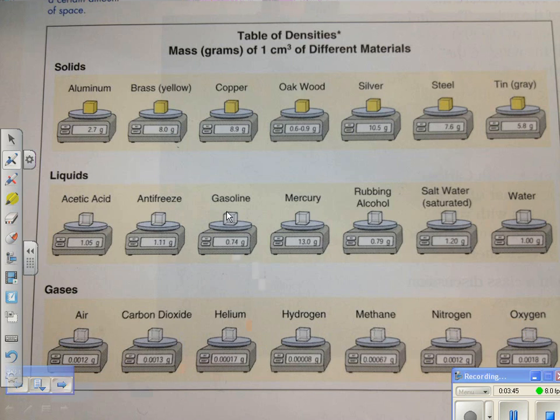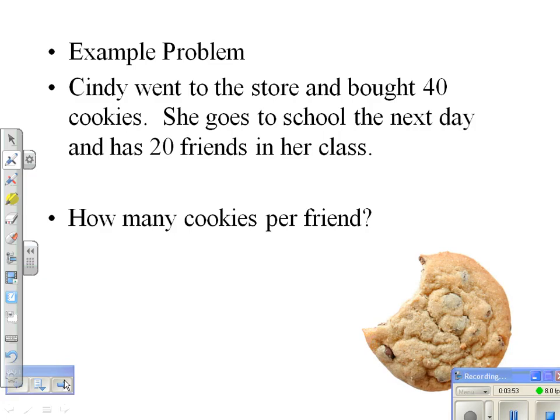So once again, density just measures the mass of a 1 cubic centimeter sample of the material. Since we don't want to go about just cutting 1 cubic centimeter samples, we can do some pretty simple math to find density. But let's do a quick math review. Cindy went to the store, bought 40 cookies. She goes to school the next day. She has 20 friends. How many cookies per friend? We love cookies. We can do this easily. 40 cookies, 20 friends. Some simple division, 2 cookies per friend. That's how simple the density calculations are going to be.